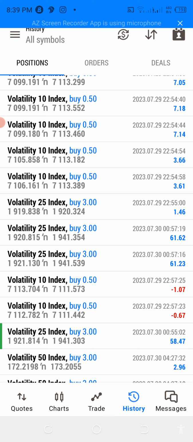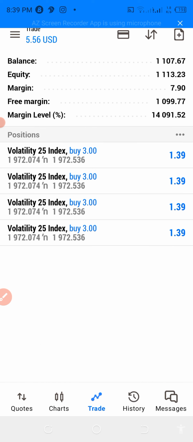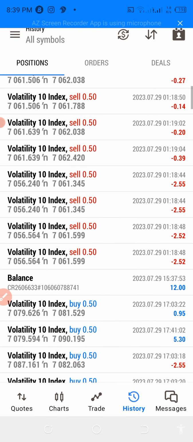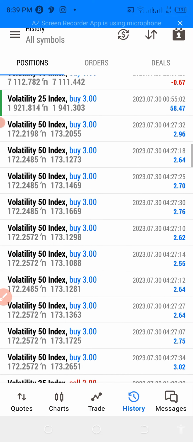You can see the first trade, the 10 index, gave me a top up, which gave me the equity to withstand some kind of movement. And look, I was over-risking. Look at the lot size I was using. I was using 0.5 here on the 10 index. Now I'm using 3 lot size, which I used on the 25 index yesterday. Are you seeing it? 3 lot size, which is very, very risky.